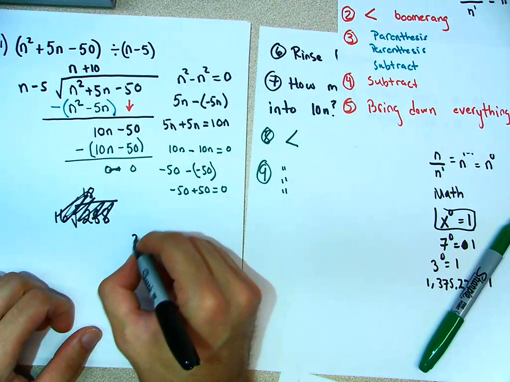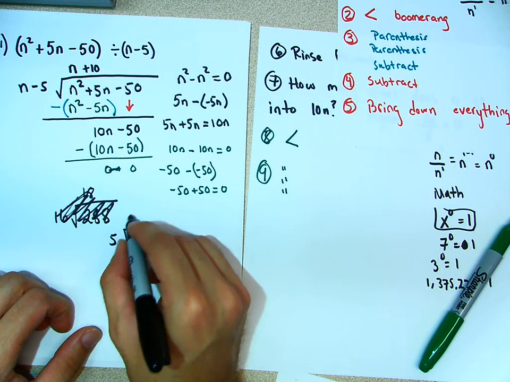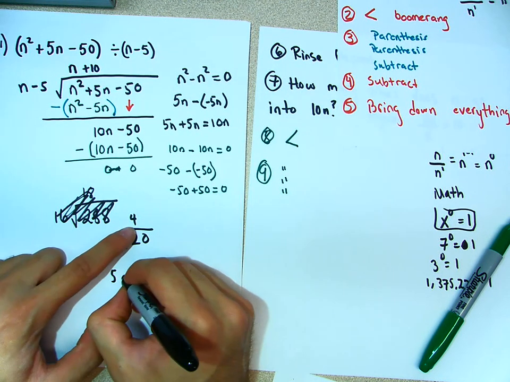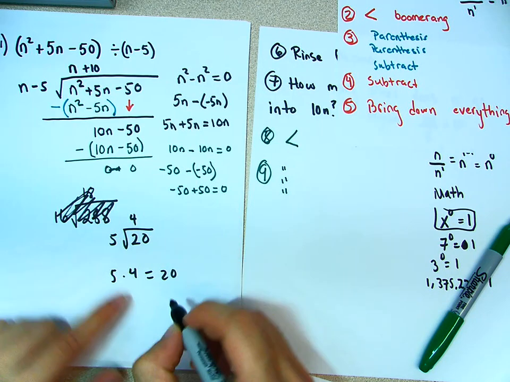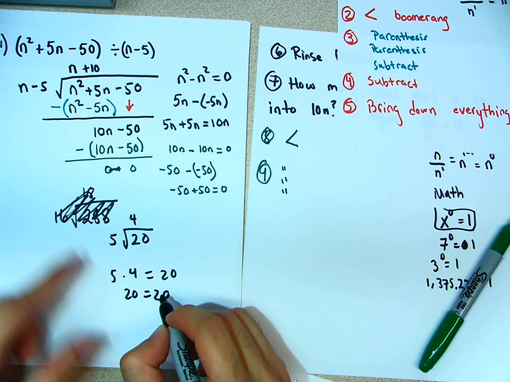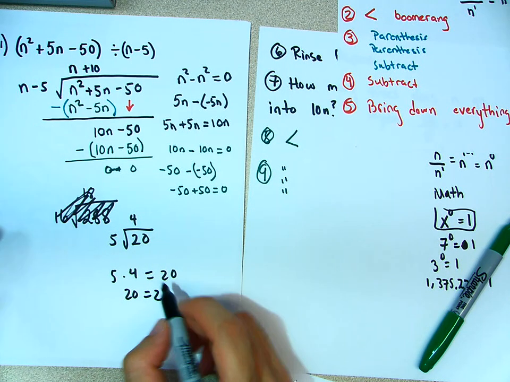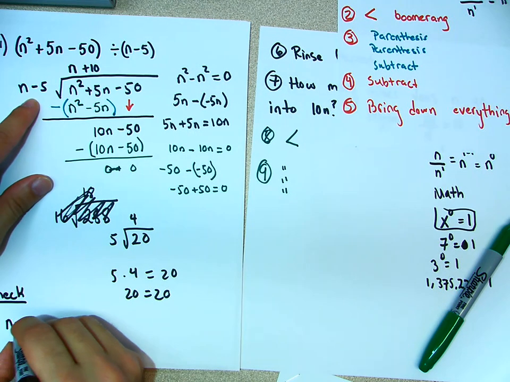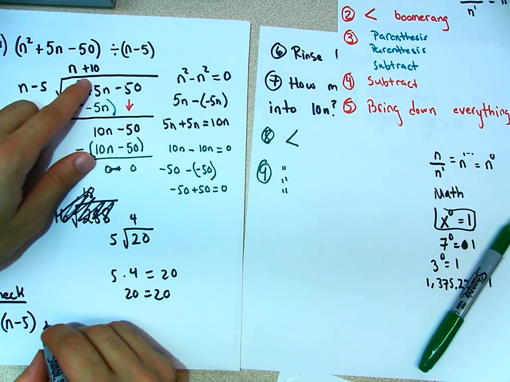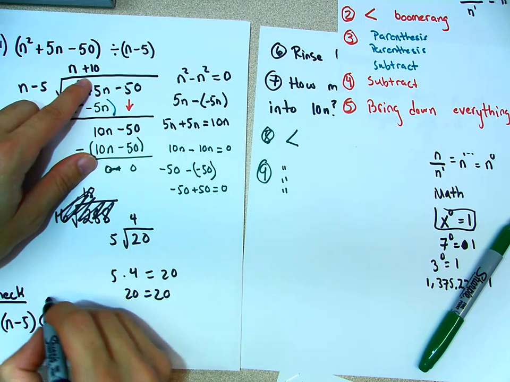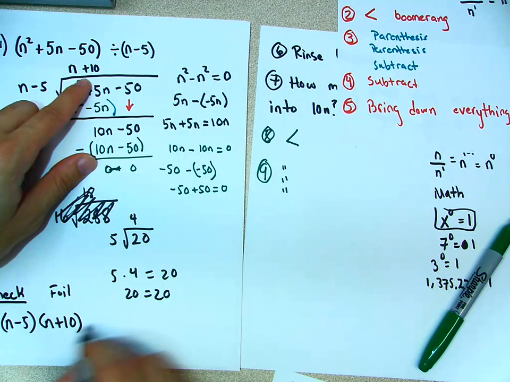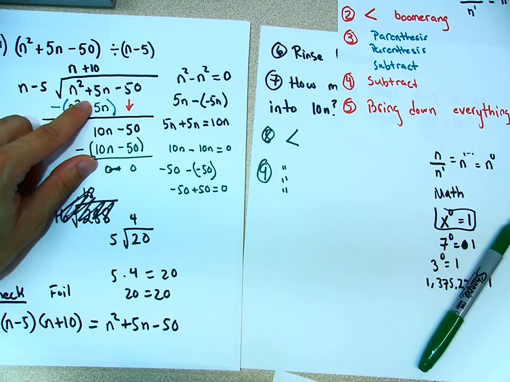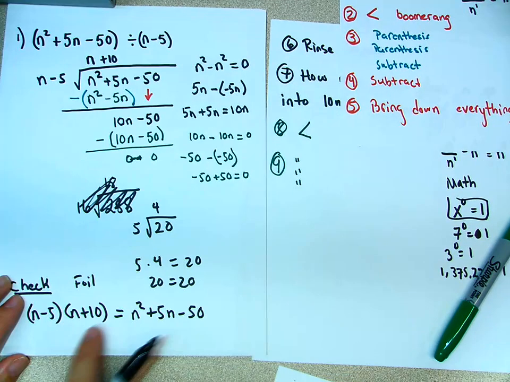Here, how can we check our answer? Remember, if I had 20 divided by 5, it was 4. How can you check to see if this is right? You do 5 times 4, and it better equal 20, and it does. 20 equals 20. So for the check, you have to multiply n minus 5 times n plus 10. You have to FOIL this. It better equal n squared plus 5n minus 50. Okay? Check it for yourself.